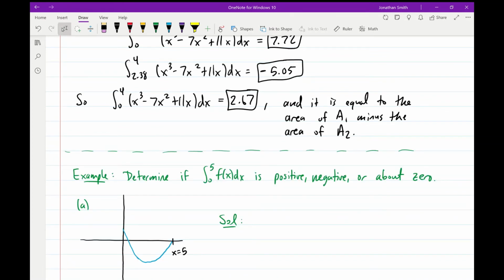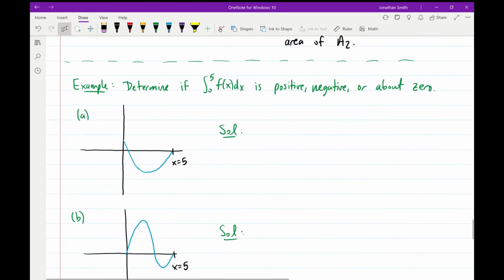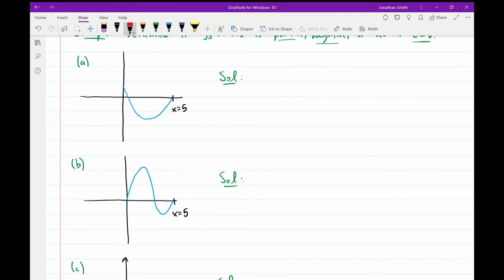So this next example also talks about the relationship between the definite integral and positive or negative area. In this case, we're given this function f of x that's kind of abstract, and we're looking at the definite integral from 0 to 5 of f of x, and we just have to determine if it's positive, negative, or about 0 in each of the following three cases. So in this first example, notice that our function is positive for a tiny bit of the time, but most of the time it's negative. And so if you look at the area above the x-axis and the area below the x-axis, the area below the x-axis is a lot bigger than the area above.